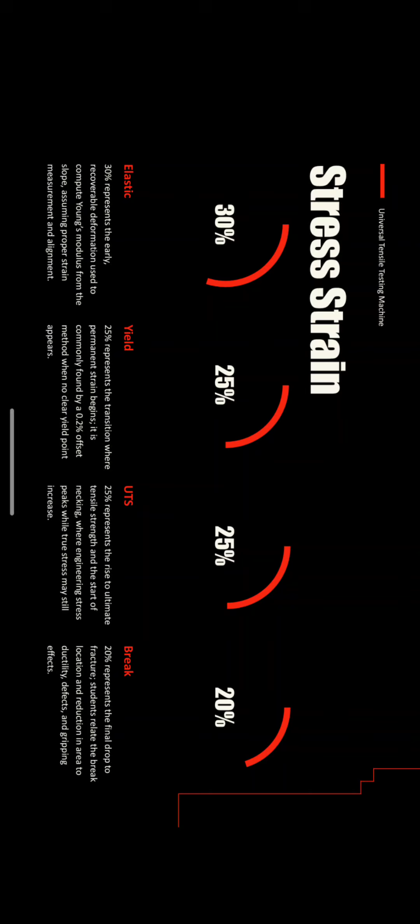Elasticity 30% represents the early recoverable deformation used to compute Young's modulus from the slope, assuming proper strain measurement and alignment. Yield 25% represents the transition where permanent strain begins. It is commonly found by a 0.2% offset method when no clear yield point appears. UTS 25% represents the rise to ultimate tensile strength and the start of necking, where engineering stress peaks while true stress may still increase. Break 20% represents the final drop to fracture. Students relate the break location and reduction in area to ductility, defects, and gripping effects.